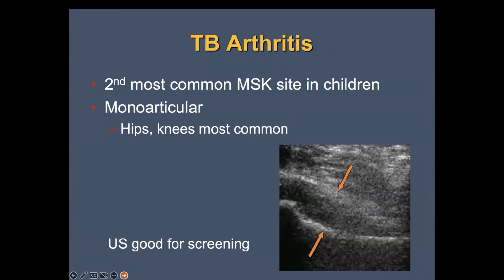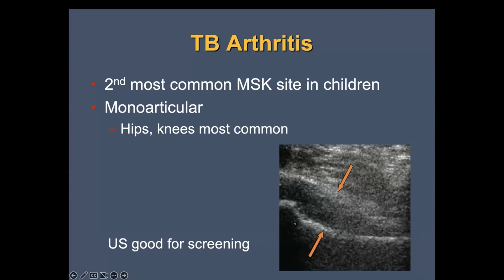TB can involve the joints, and that's probably the second most common place that we tend to see it in the skeleton. It's usually just one joint, and usually it's big joints like the hips or the knees. And the main finding is going to be a joint effusion that's going to be similar to other joint effusions. So that fluid is going to have to be tapped.